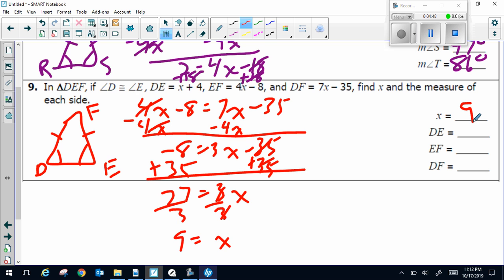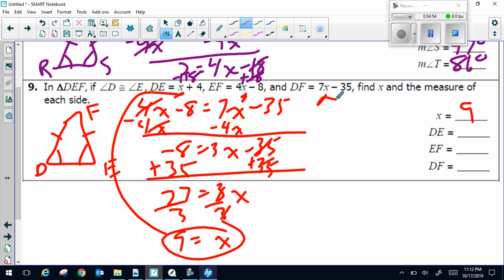Okay, and again, same idea. We're going to substitute this in for x here, here, and here. So the first one is 9 plus 4. So that means that DE is 13 degrees, or 13 units. It's not degrees in this case. EF would be 4 times 9, which gives me 36, but then we're going to subtract 8 from it. So that's going to be 28. And then DF would be 7 times 9. This time we're going to subtract 35 from it, which also gives me 28. And that should be the same because we said that they are congruent. All right.